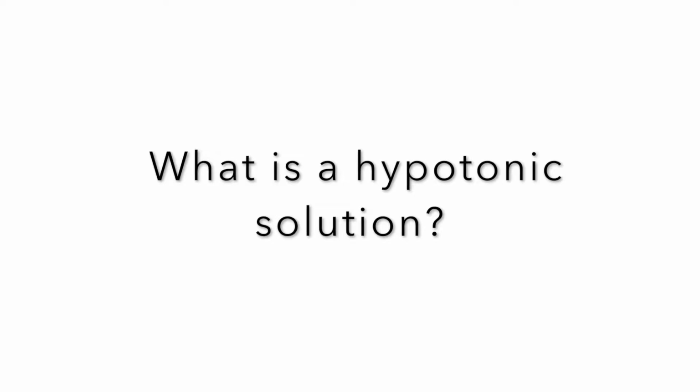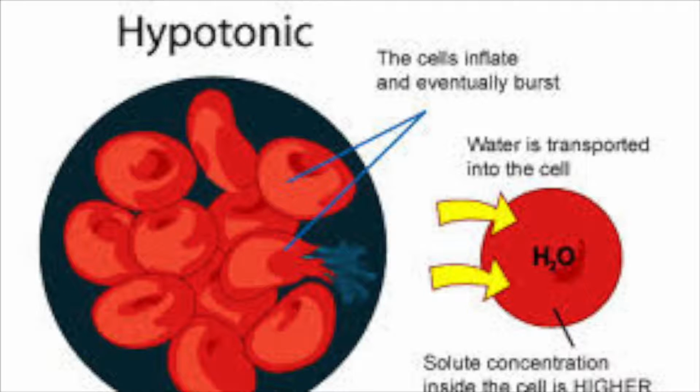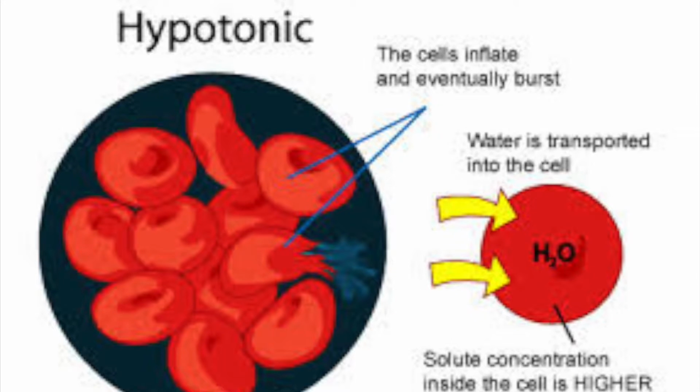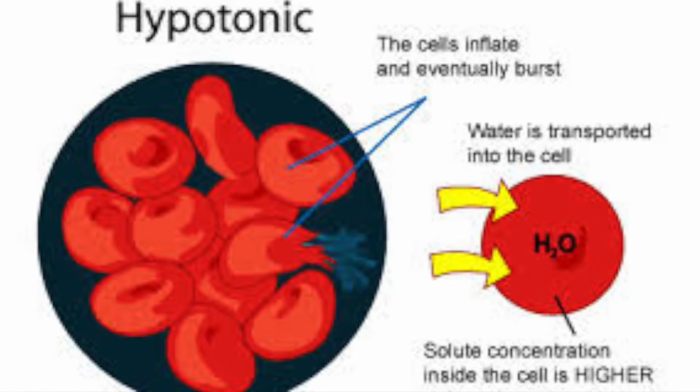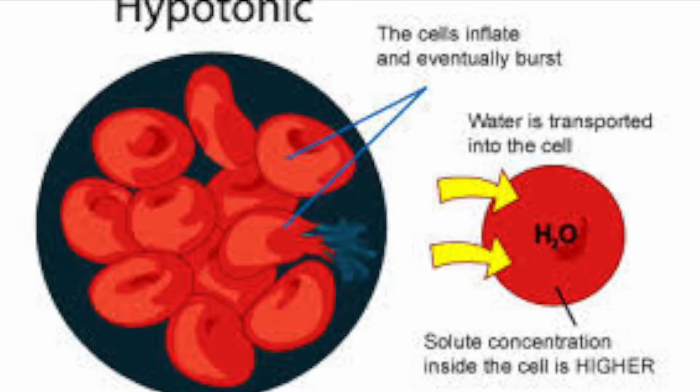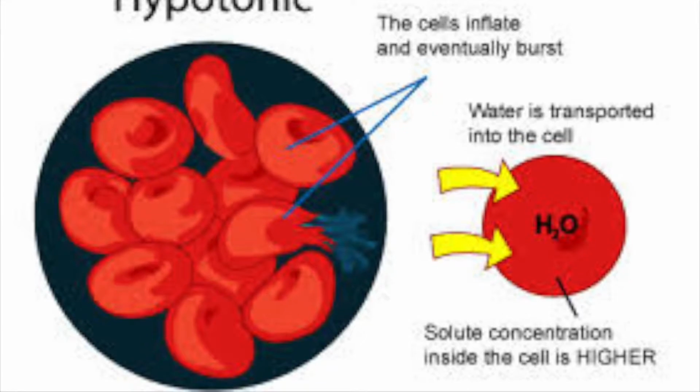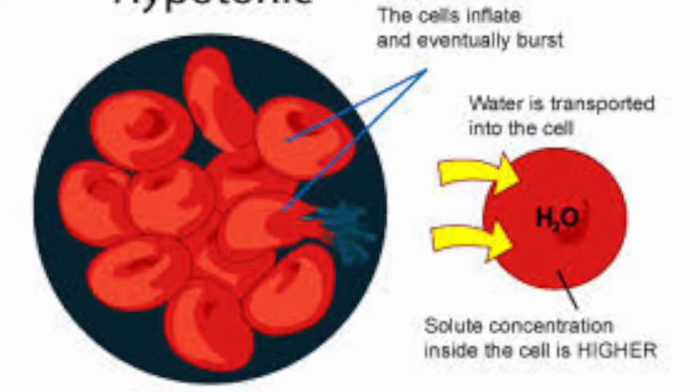What is a hypotonic solution? A hypotonic solution is any solution that has a lower osmotic pressure than another solution. In the biological fields, this generally refers to a solution that has less solute and more water than another solution.